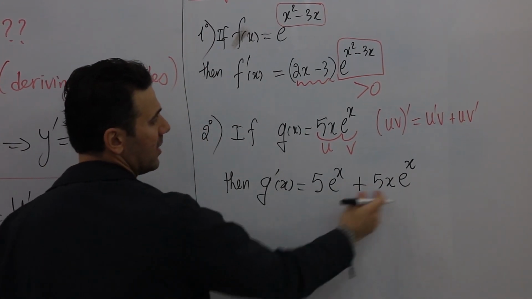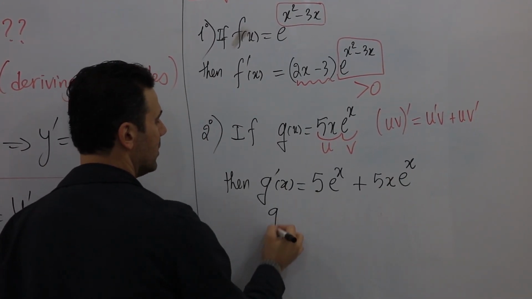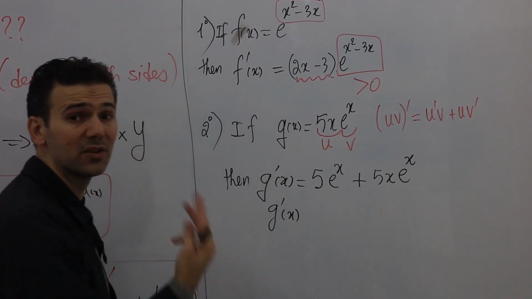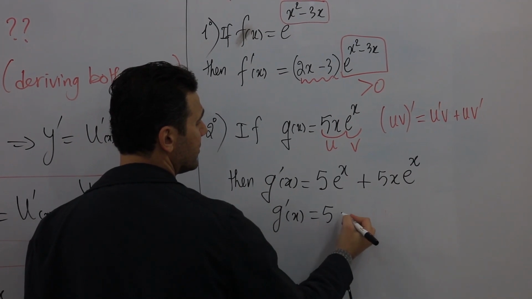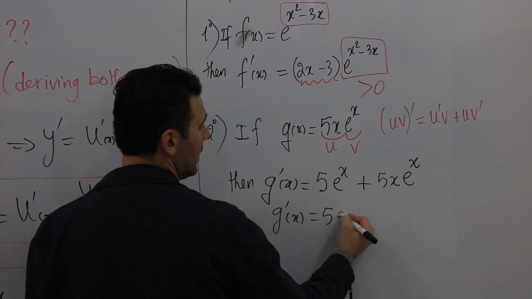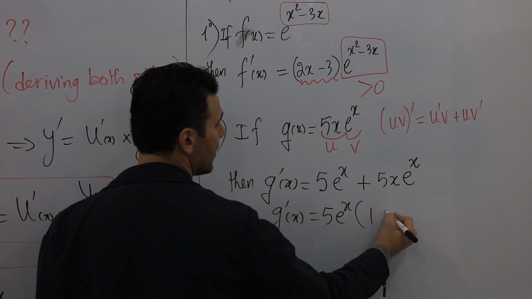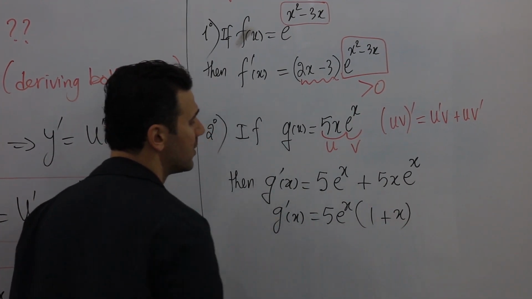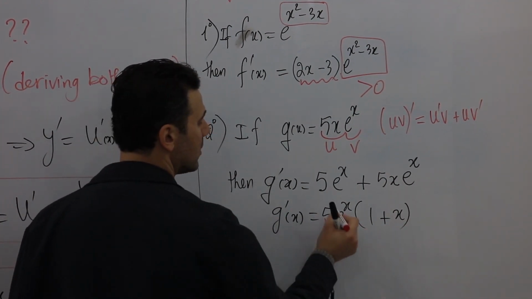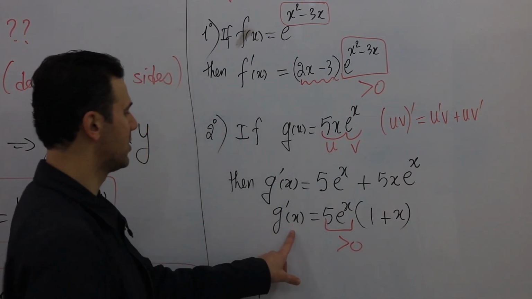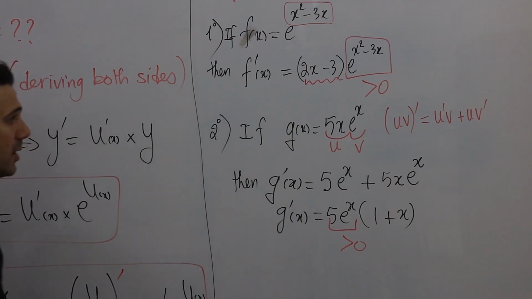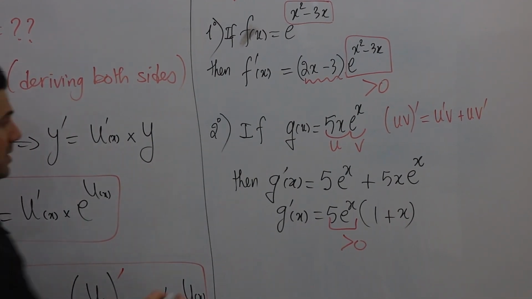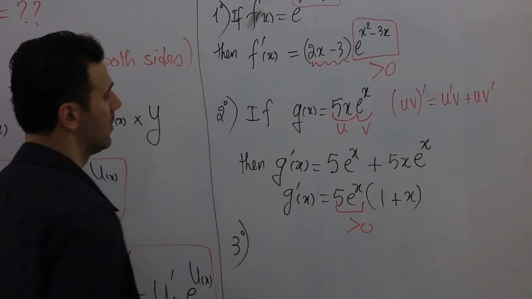Okay? You can leave it like this, or if you need to study the variation of this function later, g prime will be, taking a common factor 5e^x, you'll get 1 plus x at the end. This is also positive, and the sign of g prime depends on the sign of that expression, 1 plus x. Okay? Let's see another example on these.